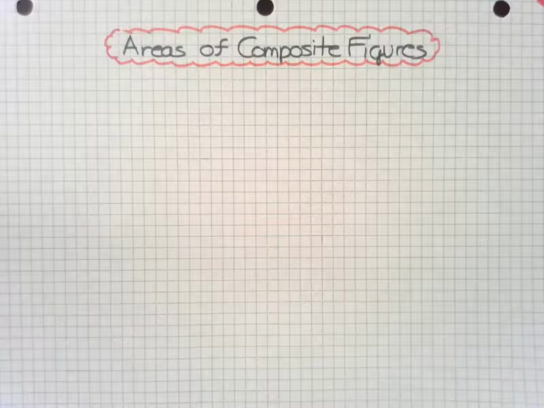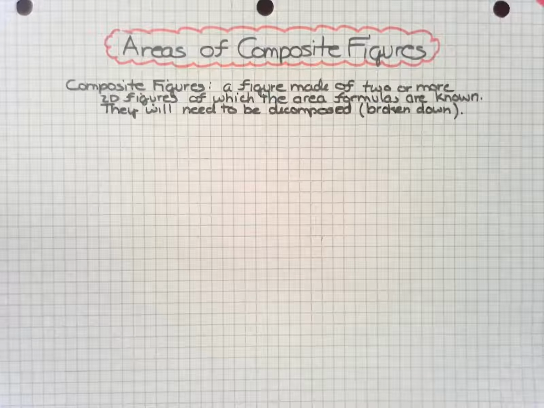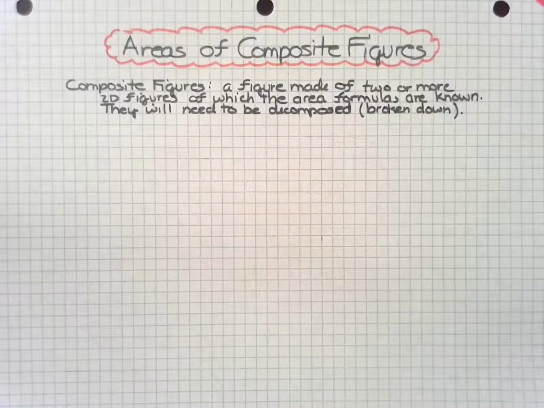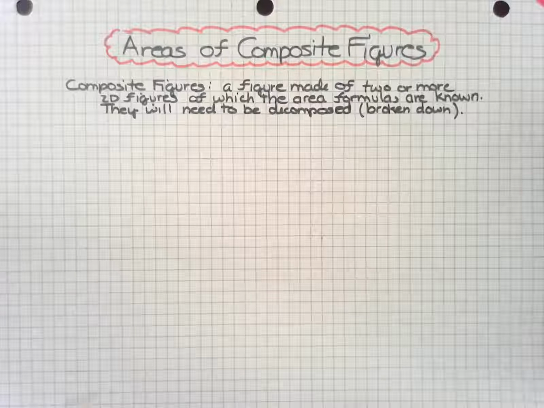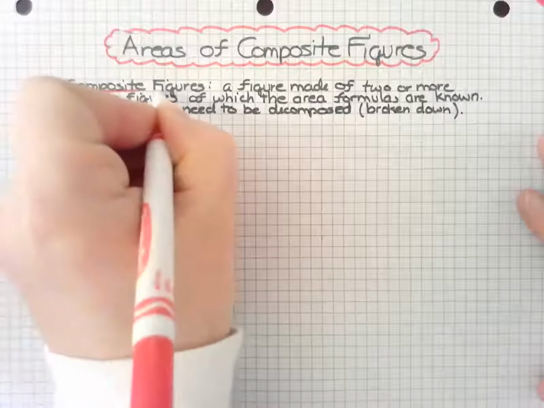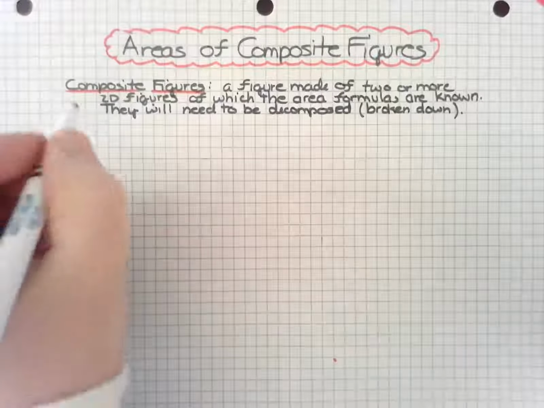Areas of composite figures. Composite figures can be defined as a figure made of two or more 2D figures of which the area formulas are known. They will need to be decomposed or broken down. So let's look at an example.